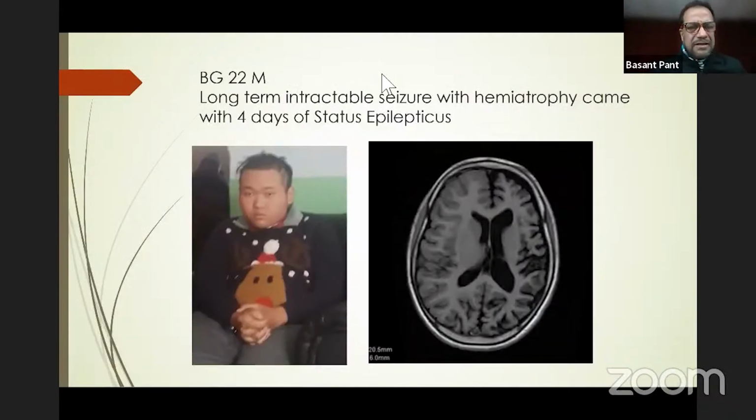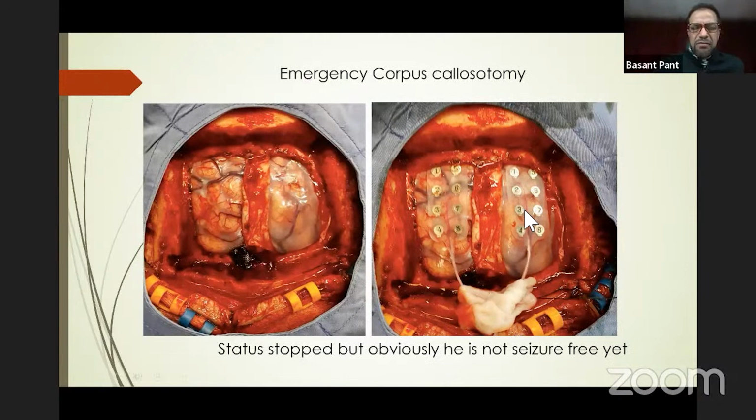Now, this is probably my last case. This is a 22-year-old male with, as you can see, unilateral atrophy of the brain, and right side weakness since birth. We advised him for hemispherotomy, but they declined the surgery. And one day he came to us with 4 days of status epilepticus from a very remote village. We tried everything and nothing worked. Then we again opened up the brain and measured both sides. He was having generalized tonic-clonic seizures, but it was all coming from the atrophic brain and not from the normal brain. So we did an emergency full corpus callosotomy in this gentleman, and the status epilepticus stopped. This is the only case where we have done an emergency corpus callosotomy.